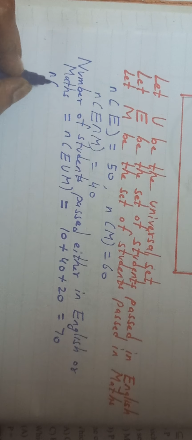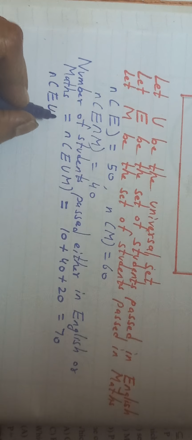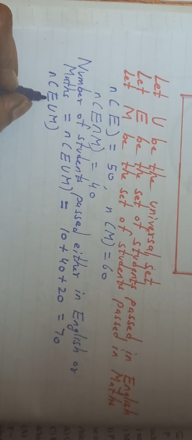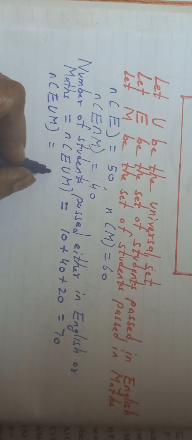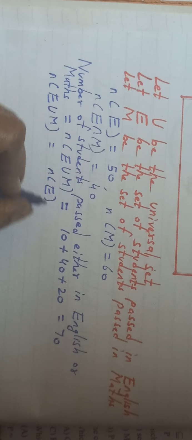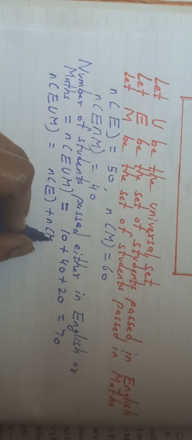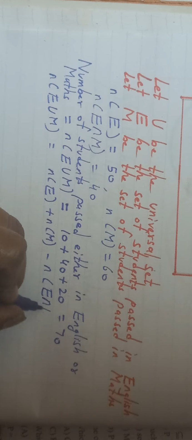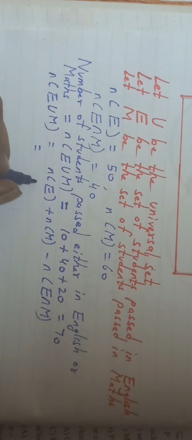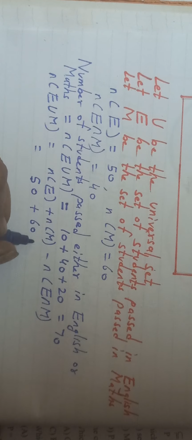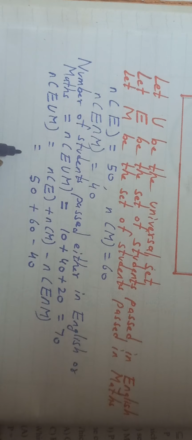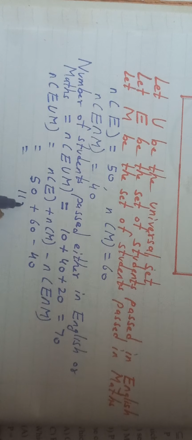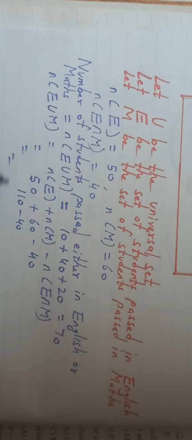And by formula how we will do? Formula also very simple. Now A union B formula we were applying. Now what? Number of elements of E union M, that is number of elements of E plus number of elements of M minus number of elements of E intersection M, which is equal to 50 plus 60 minus 40, which is equal to 110 minus 40, that is 70.